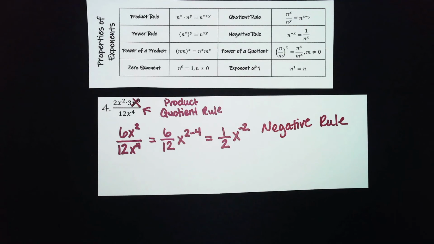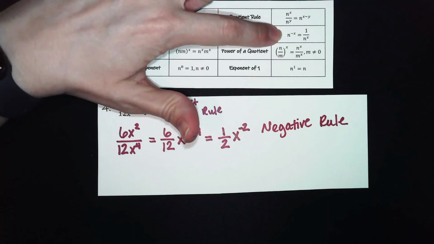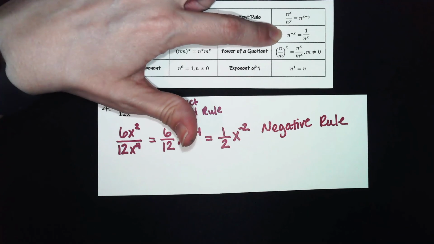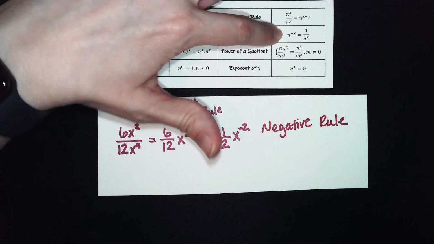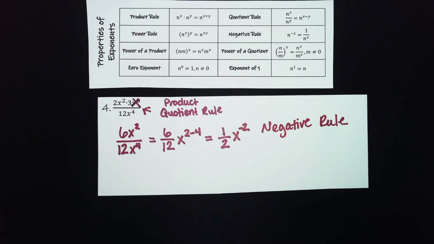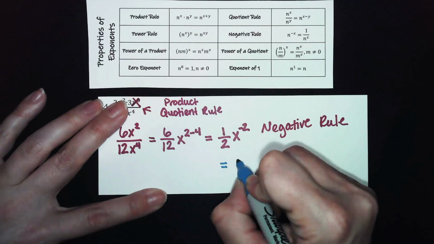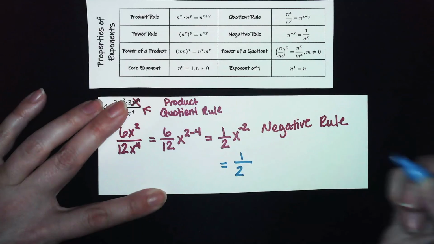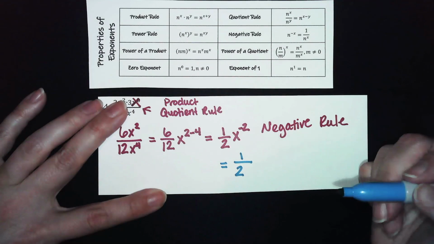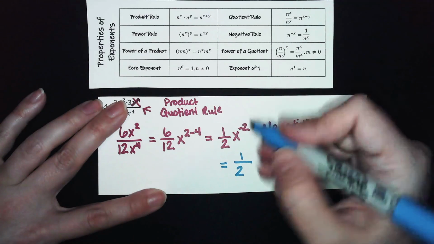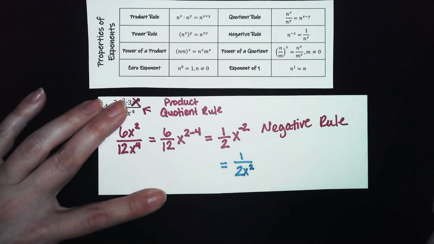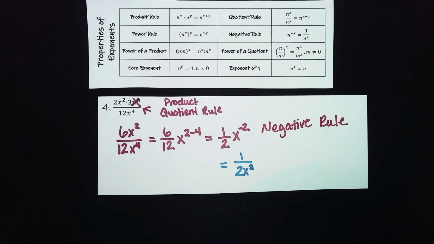Okay? So that negative rule up top says if it's negative, then we need to move it to the denominator if it's in the numerator. If it's in the denominator already, we move it up to the numerator. You just move it up or down depending where it's at. Well, this is in the top, so I need to move it to the bottom. So I still have 1 over 2, but this time x squared needs to move from the numerator to the denominator to get rid of that negative. So the negative's now gone.